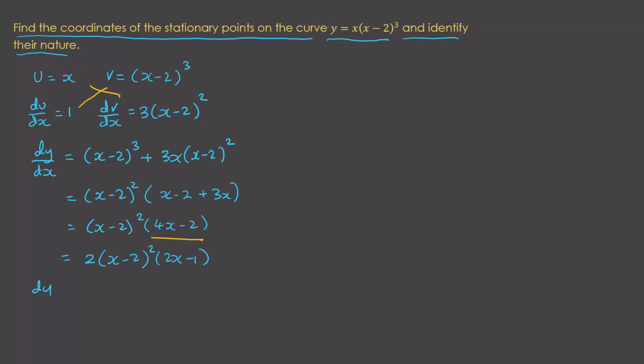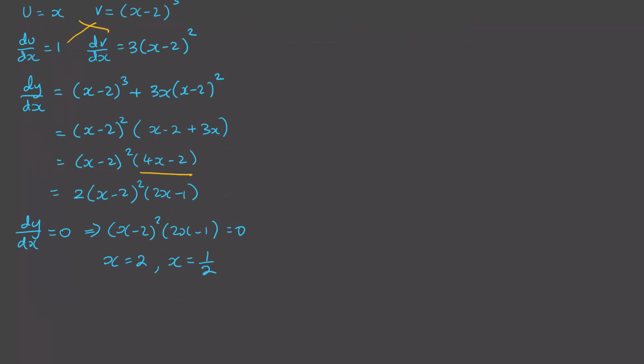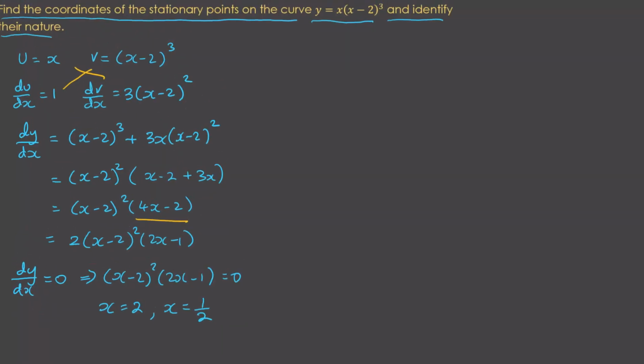For turning points, or stationary points, we want dy/dx equals 0. Well, that means that (x minus 2) squared (2x minus 1) equals 0, giving me x is equal to 2, or x is equal to a half. Now, if x is equal to 2, looking at y would be equal to 0 because of the x minus 2 here. So we know that (2, 0) is one of our points.